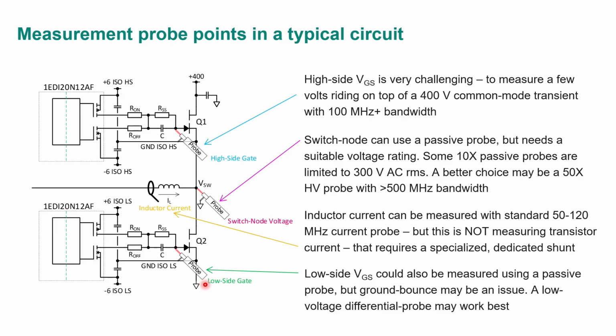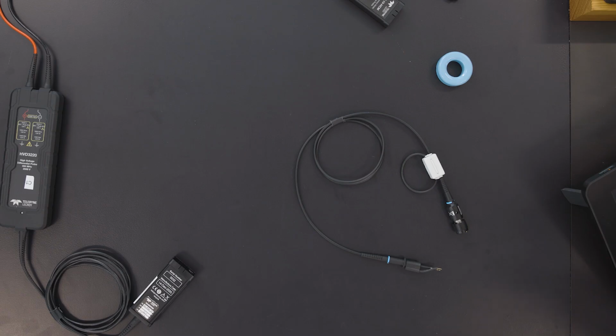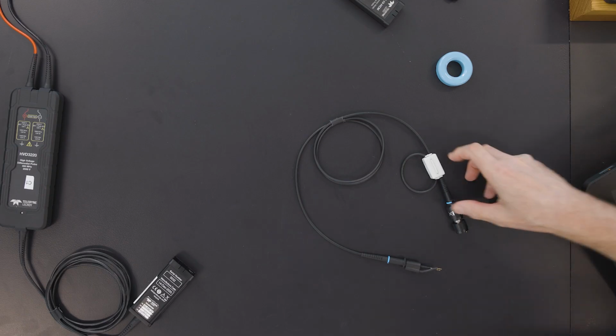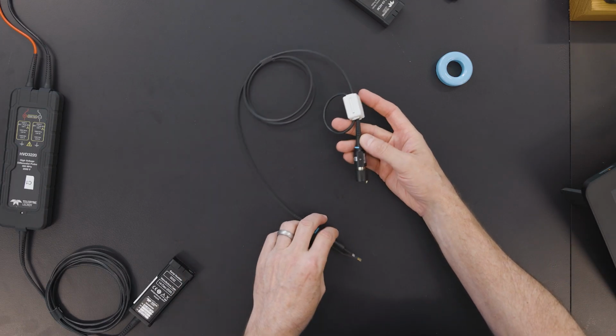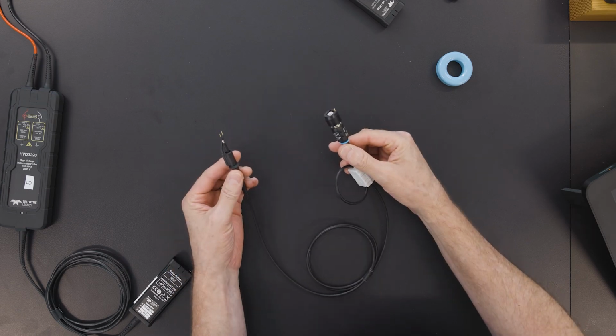And this is where some of the probe techniques come in. Let me show you one way that you can use to help get the highest integrity signal on the gate. So this is a standard 10x probe that you get with a scope.